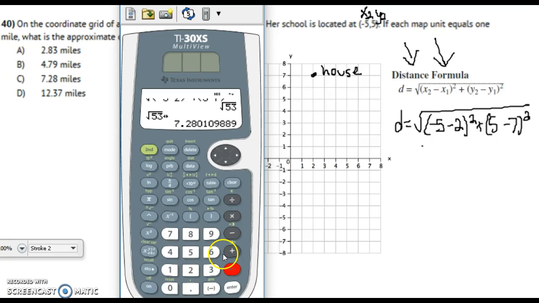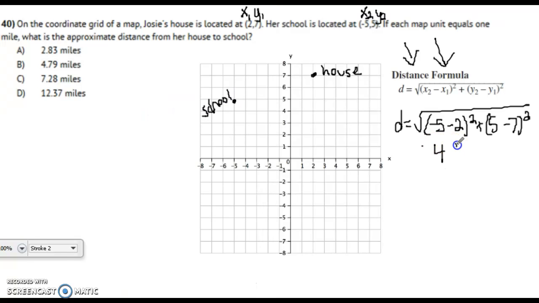Or if you don't have a calculator like this, you're going to want to type it in individual steps. You would want to do -5 minus 2, and then you would want to square that answer. So -7 times -7, or you could do -7 squared. I'm going to make a note of that. That's 49.